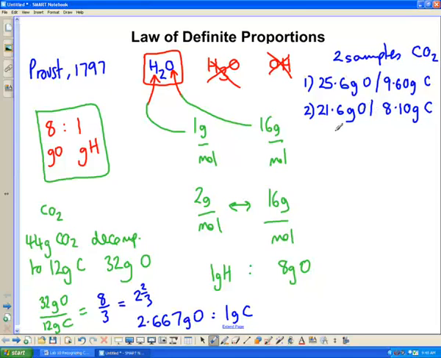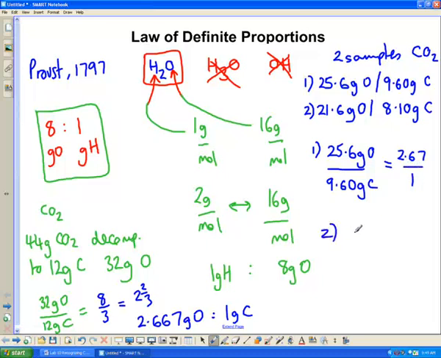All we have to do here is what we've done down here. If these are both CO2, then when we divide both these out, we should get this same ratio. If we don't, what that tells us is these samples are not the same. They're not both CO2. So for sample number 1, we've got 25.6 grams of oxygen and 9.6 grams of carbon. If we divide that out, I will use my calculator for this, 25.6 divided by 9.60 gives me a ratio of 2.67 to 1.